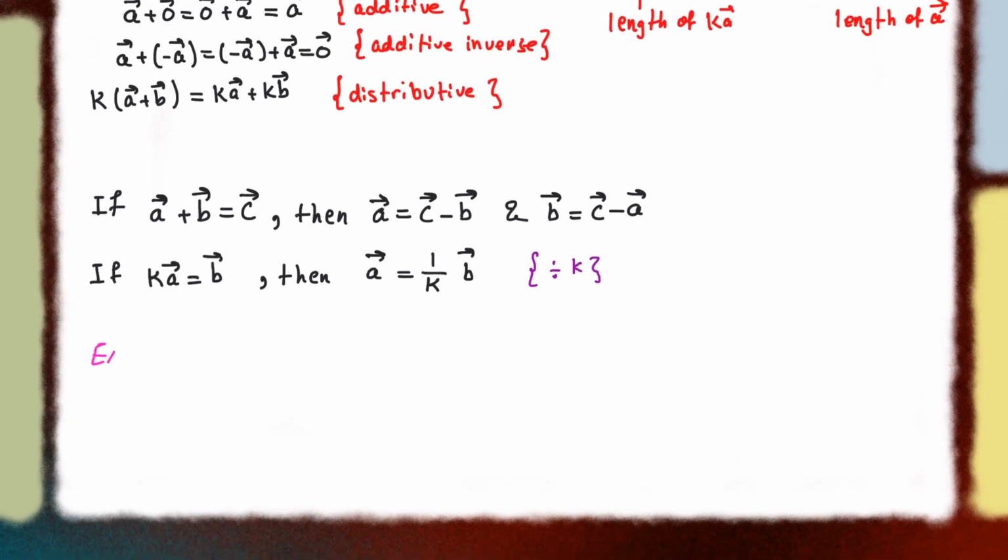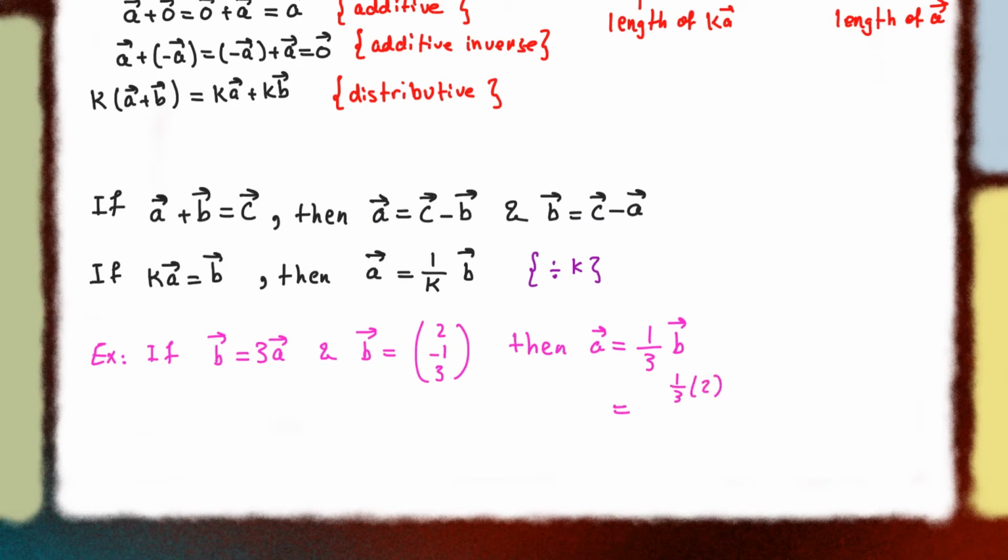A quick example of this would be if we had vector B, which is equal to 3 times vector A, and if vector B was equal to 2, -1, 3 as its components, then vector A would be 1/3 of vector B, dividing both sides by 3, and that means that we will simply multiply 1 over 3 by all the components of B, getting 2 over 3, -1 over 3, and 1 as our final answers.